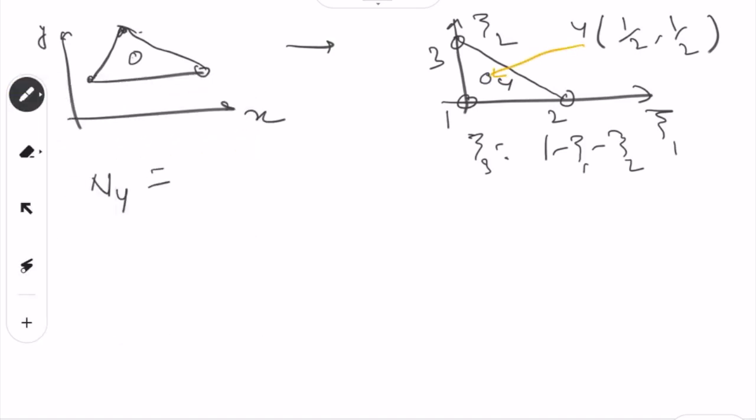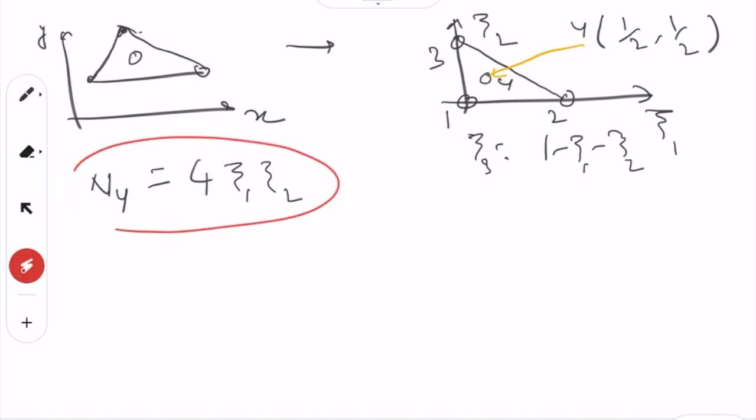Now what we see here is the equation, this line and this line, the 3 other nodes are on this line and this line. So xi1 equal to 0, xi2 equal to 0. So straight away we can see that n4 will most likely be xi1 times xi2. And of course at this point when you have half and half, that makes one fourth, so you have to multiply by 4. So you know that n4 will be equal to this. The rest we have to find out.